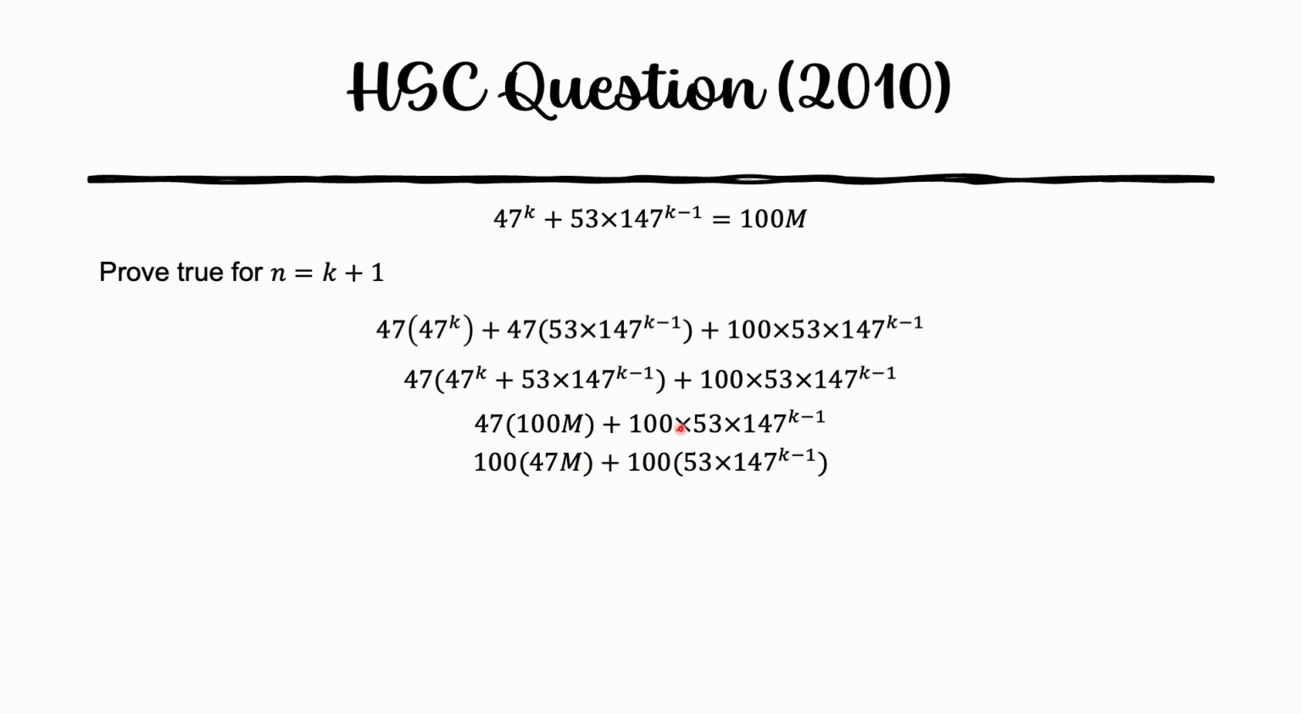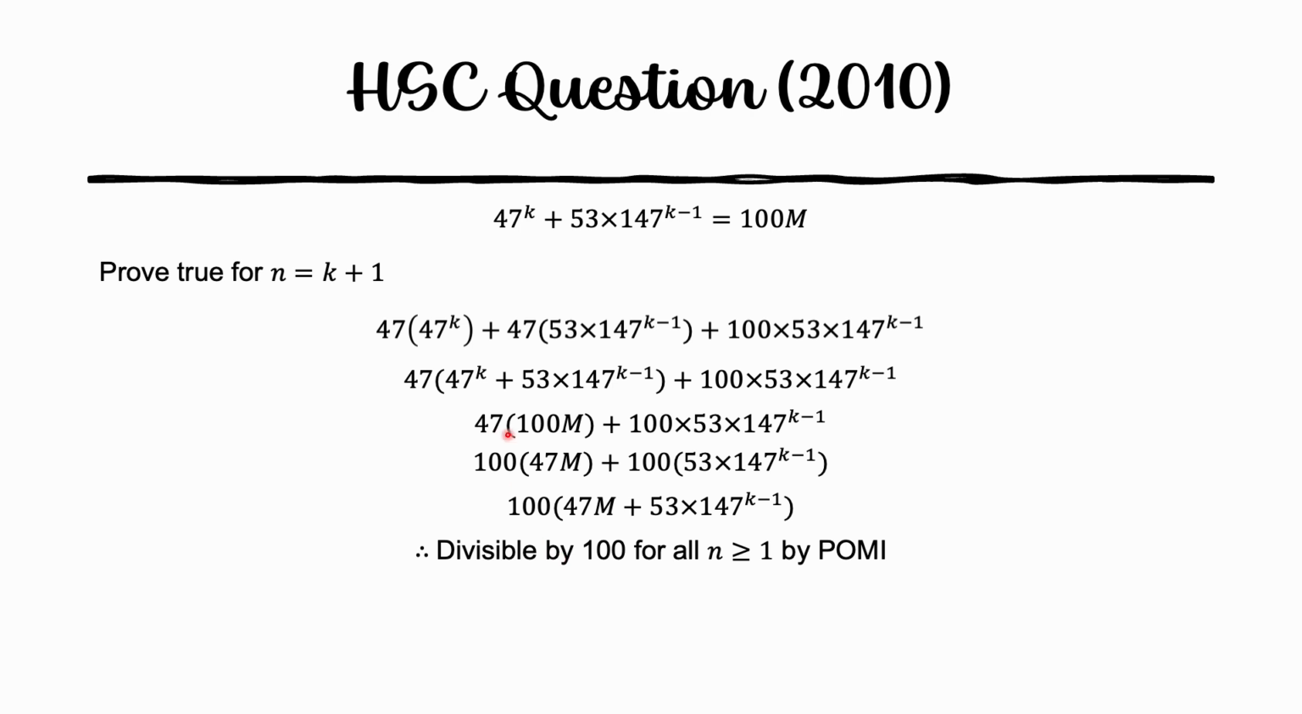And what we've also done is we've changed the times for brackets, which can finally give us, because we have both sides being times by 100, 100 of 47m plus 53 times 147k minus 1, because we've still got 100 times 47m, we've still got 100 times 53, and we still have 100 times 147k minus 1, which means it is divisible by 100 for all n greater than or equal to 1 by POMI. So it's slightly different because we don't have an equals on the other side, left-hand side equals right-hand side, but we've still got it divisible by 100, which is the statement we were looking for at the beginning.